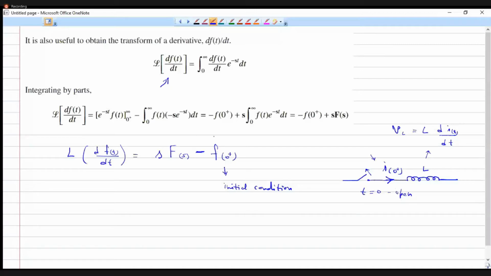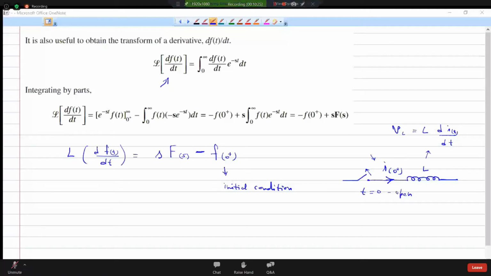I hope you understood what is meant by the initial condition. Okay. Any doubts till now? If you have any doubts, you can ask. I hope everyone is able to unmute and talk. Okay.